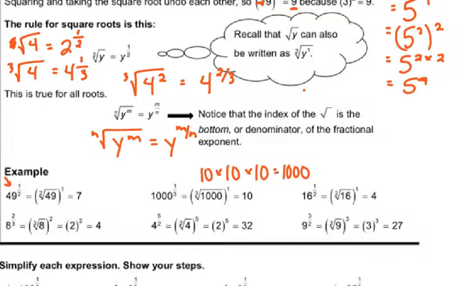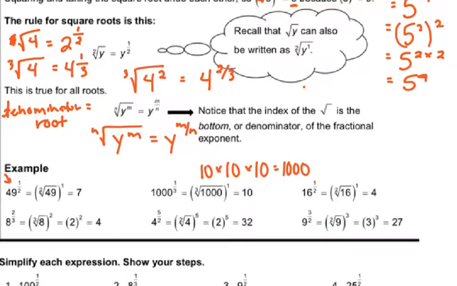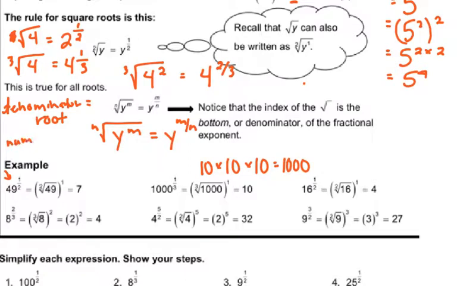Now let's talk about if it wasn't to the 1st power. What if we had 8 to the 2/3 power? Then that's going to be the cube root. Whatever is your denominator is going to be your root. So denominator, let's write that down. Denominator equals your root. Okay, and your numerator is your exponent. So notice how 3 is the root here, and 2 is the exponent.